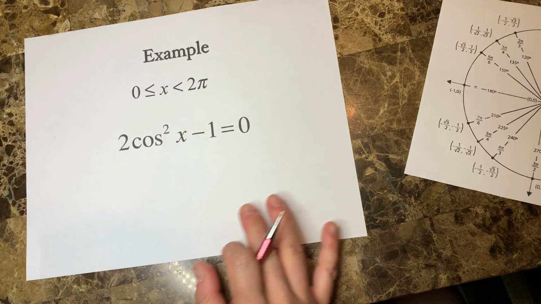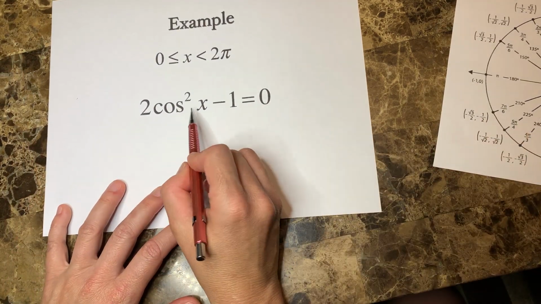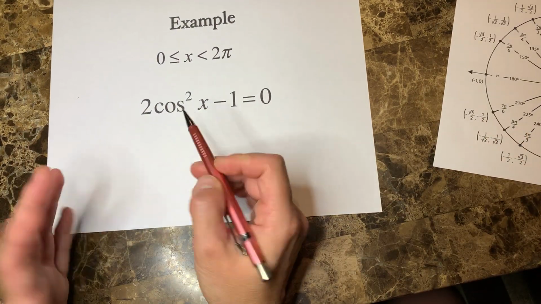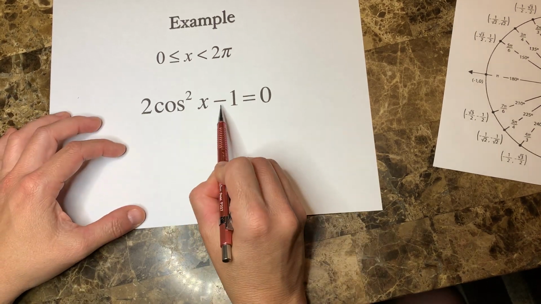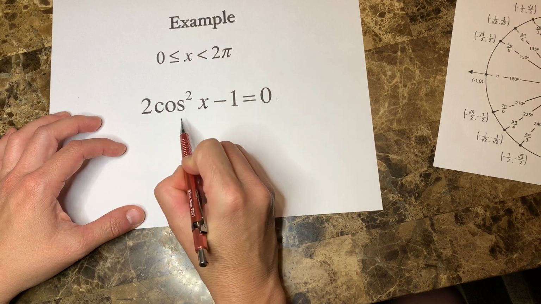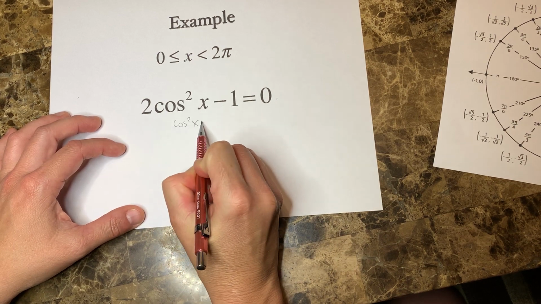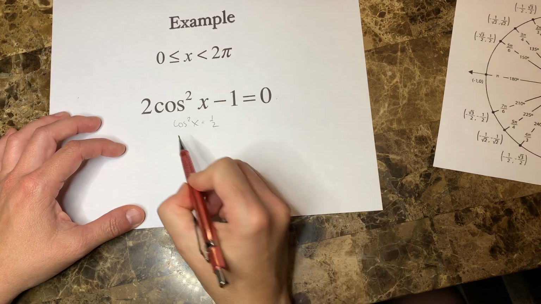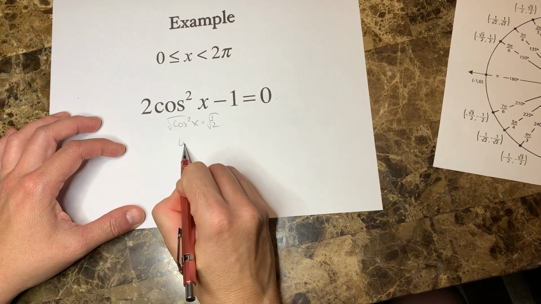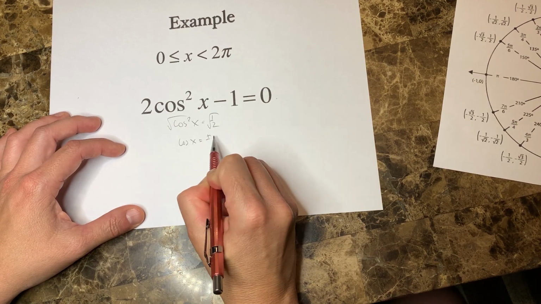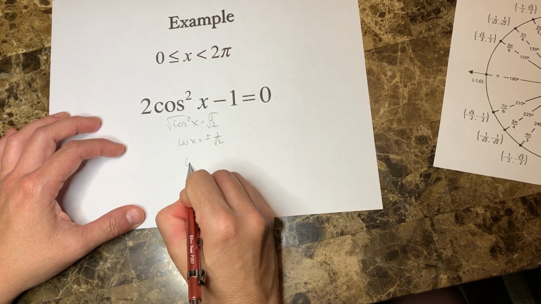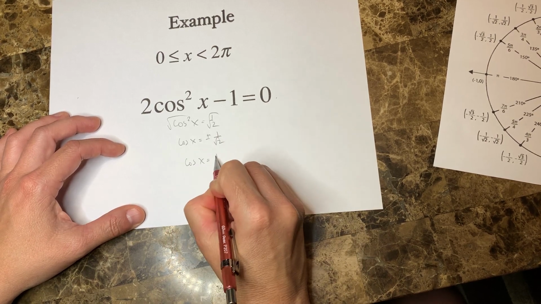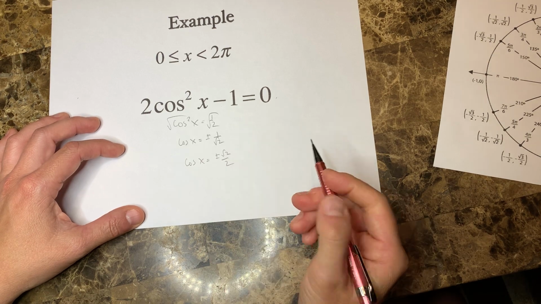All right, and I think this is my last example. Here we go. I'm going to solve this equation as if it was a regular equation. It just happens to have a cosine in it. So I'm going to add 1 to both sides and divide by 2. Cosine squared x equals 1/2. I'm going to take the square root of both sides. Cosine x equals plus or minus 1 over rad 2. And if I rationalize that, I get plus or minus rad 2 over 2.